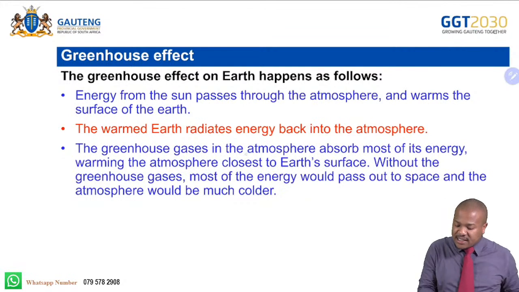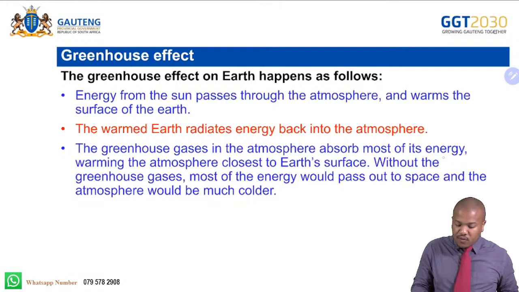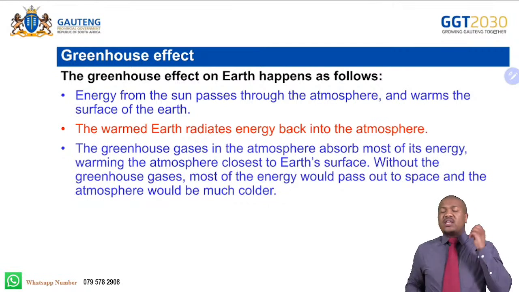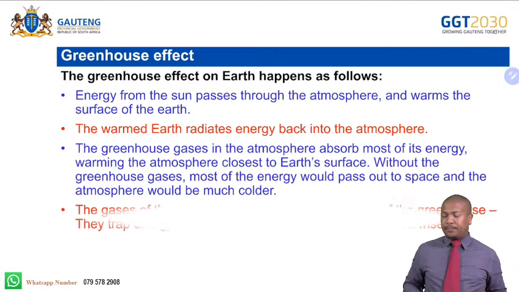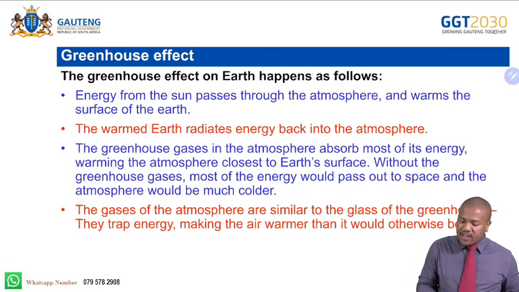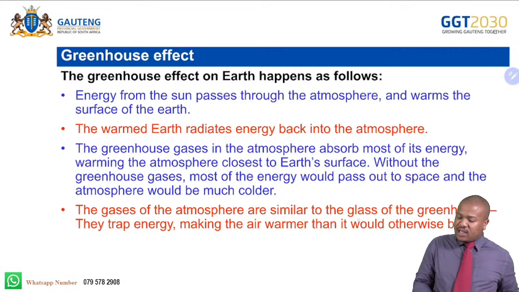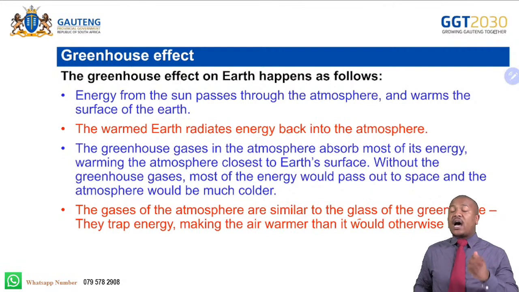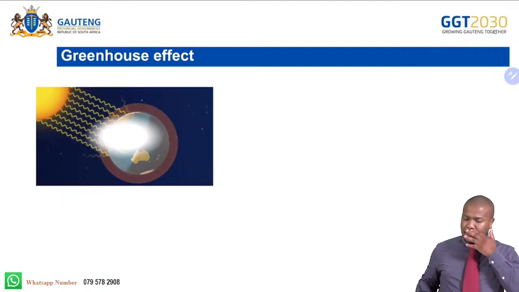Then the greenhouse gases in the atmosphere absorb most of this energy, warming the atmosphere closest to the Earth's surface. And without these greenhouse gases, most of the energy would pass out to space and the atmosphere would be much colder. So the gases of the atmosphere are similar to the gas of the greenhouse because they trap energy, making the air warmer than it would otherwise be. So also, let's explain this in terms of pictures.